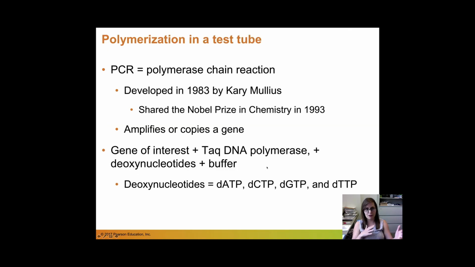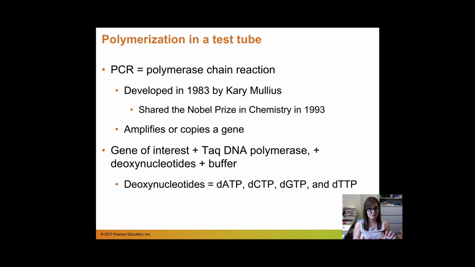And so let's kind of put all this together in a real life scenario. So there's a technique we often use in the lab, and it's called PCR, or polymerase chain reaction. And it was developed in 1983 by Kary Mullis, and he shared the Nobel Prize in Chemistry in 1993 for his discovery of this technique. And what this technique allows us to do is it can help us copy or amplify a gene of interest. So we're actually able to study an individual gene, and we can ask questions about mutations or if it's there or not. All sorts of questions can be answered using the technique PCR.